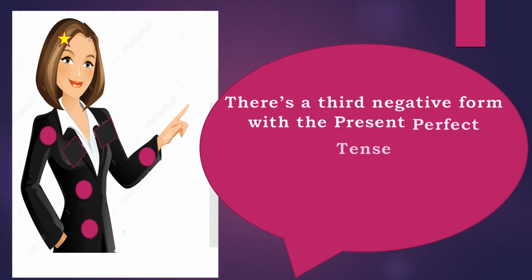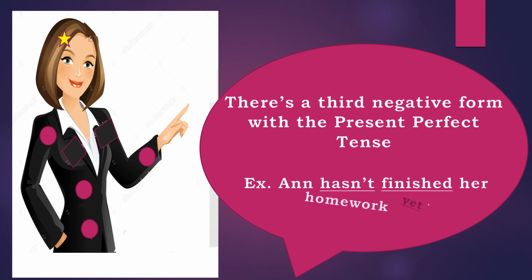There is a third negative form with the present perfect tense. For example, here we say, Anne hasn't finished her homework yet. So we use the contraction hasn't, and then we use the past participle finished, and then we use yet.